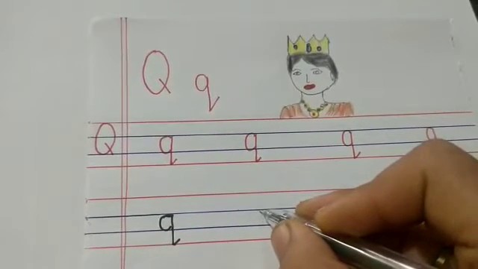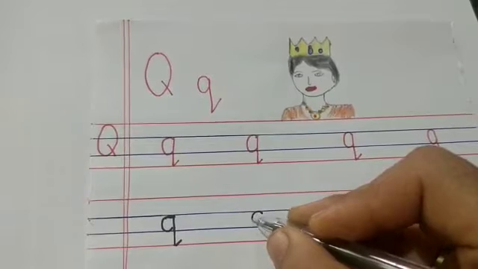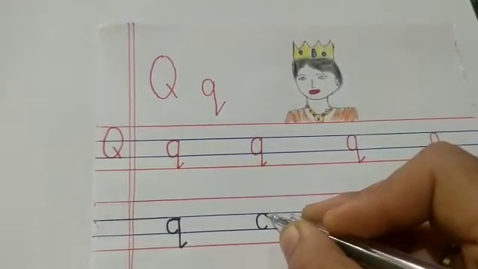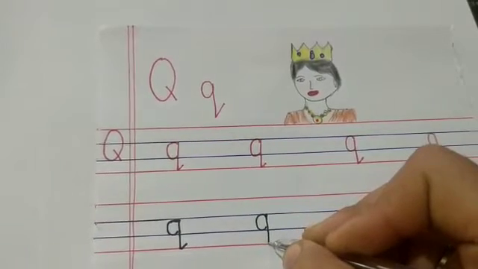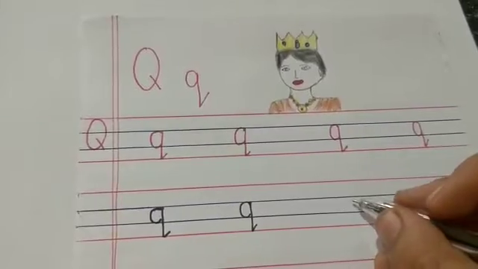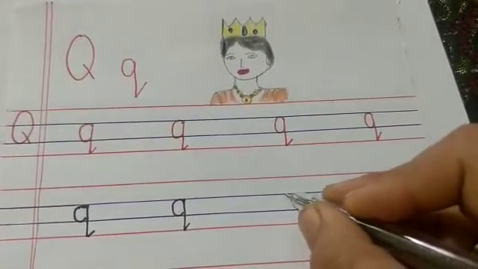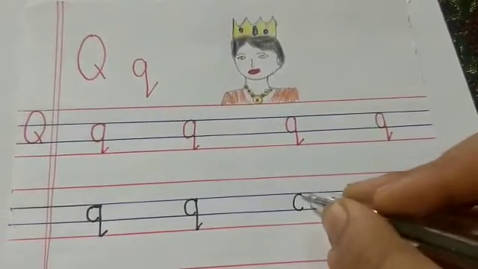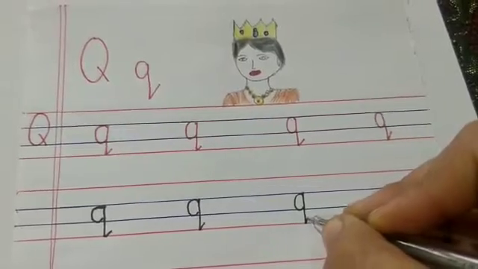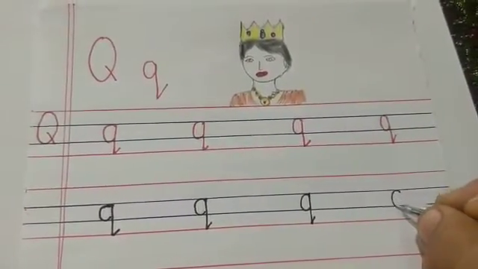We'll start from the top blue line, make a small c. Then we will again go to the blue line and then make a standing up line touching the red line and then a small tick. Okay, this is small q. We will start making a small c from the blue line, then again go to the blue line and make a standing up line and then a small line upwards. Okay, this is small q.